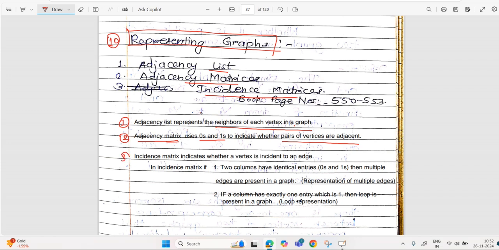Third one is incidence matrix. In incidence matrix, we indicate whether a vertex is incident to an edge. So if a vertex has that particular edge incident on it, we check these things.